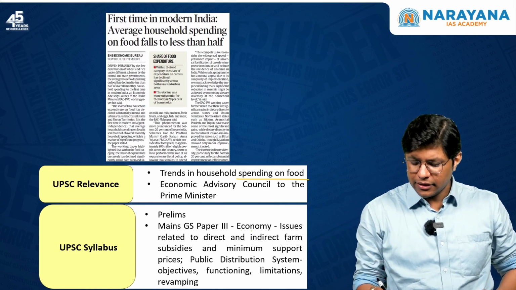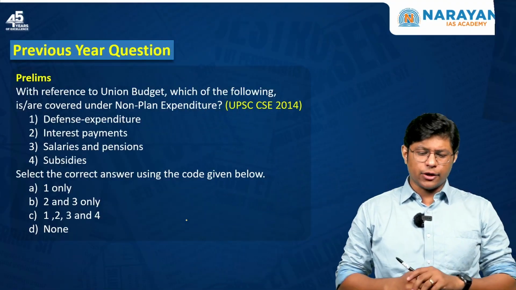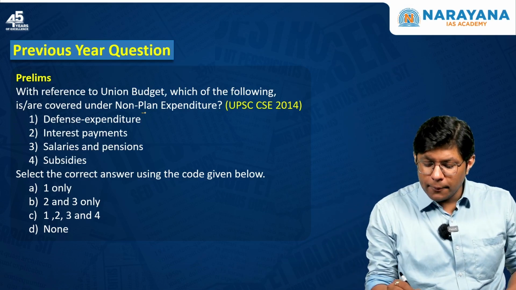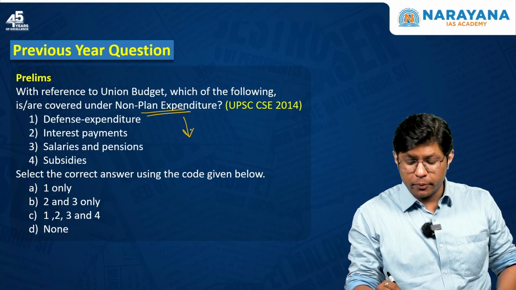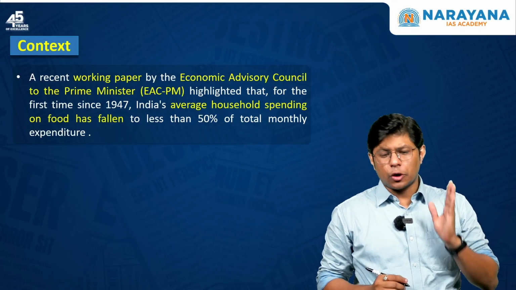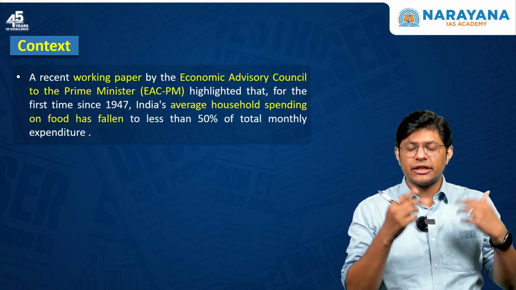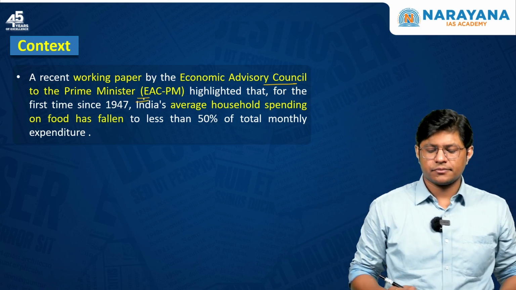You can map this under GS paper 3 economy as well as prelims. The PYQ is a question asked under non-plan expenditure. So, a similar question can also be asked, right? Now, what is the context? The context is that there is a research paper published by the Economic Advisory Council to the Prime Minister.